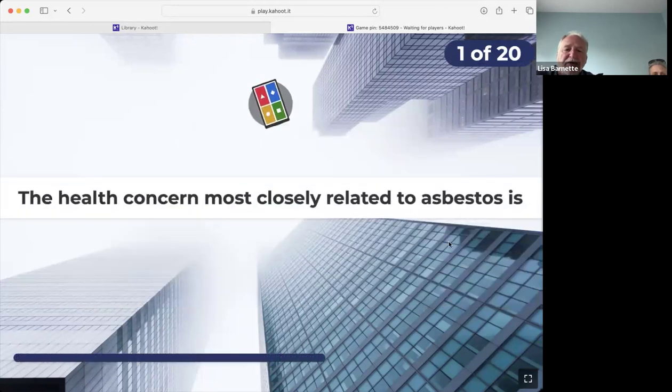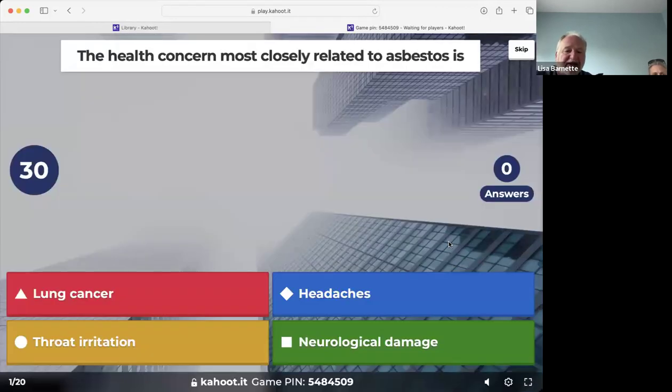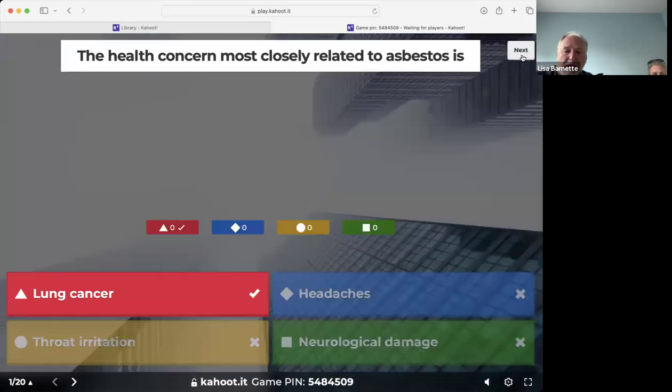The health concern most closely related to asbestos is: lung cancer, headaches, throat irritation, or neurological damage. And of course, you know from your lesson that asbestos is associated with lung cancer. Most commonly, you'll hear mesothelioma, but another question is coming up here in just a moment to show another term that you might want to relate to asbestos as well. Question number 2.